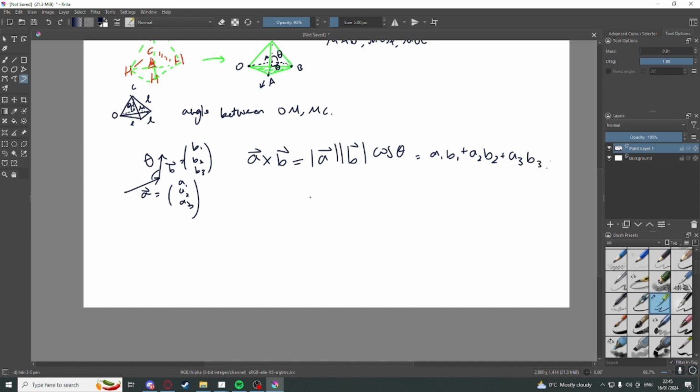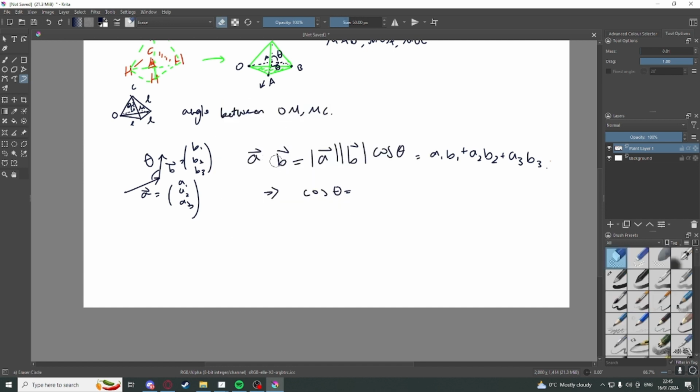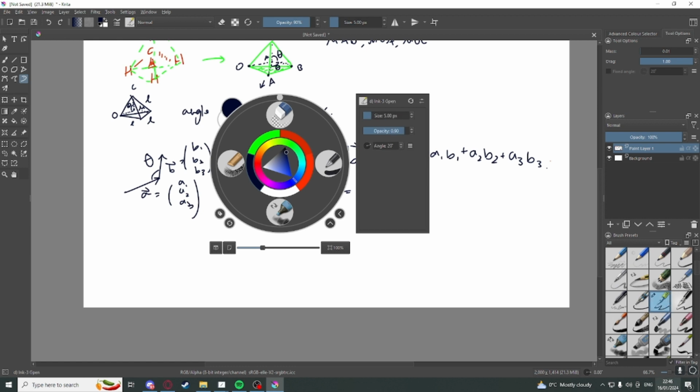Okay, and then from this statement you can rearrange for the cosine of the angle between the vectors. Sorry, I didn't mean the cross product there, I meant the dot product, my bad. Oh, what happened there? Wrong pen. So let me add this, sorry.